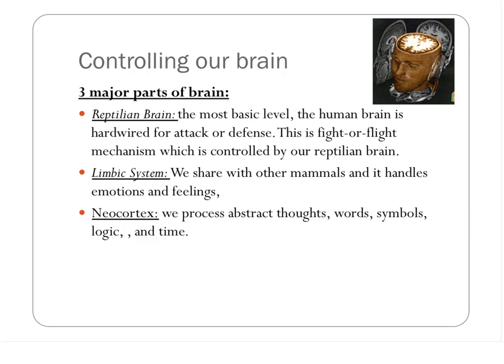So, the limbic system is what we share with other mammals, and it's about our emotions, our feelings, and we like someone, that kind of feeling and desire is called the limbic system. But the only part that is only for human beings and not for any other animal is the neocortex, where we process abstract thoughts, words, symbols, logic, and time. So that's the part that is unique to human beings.